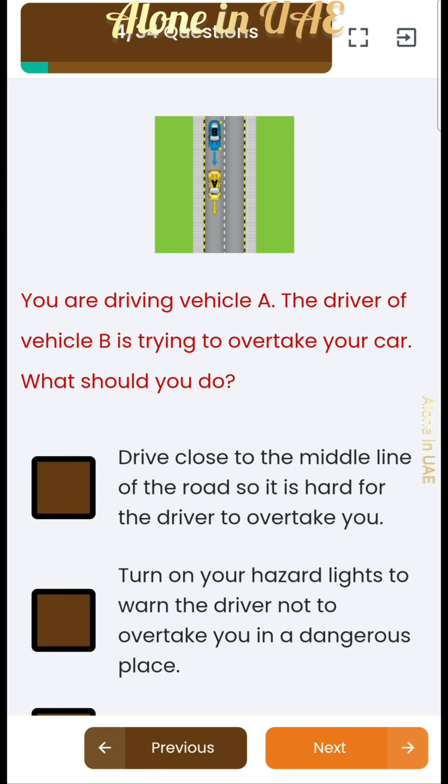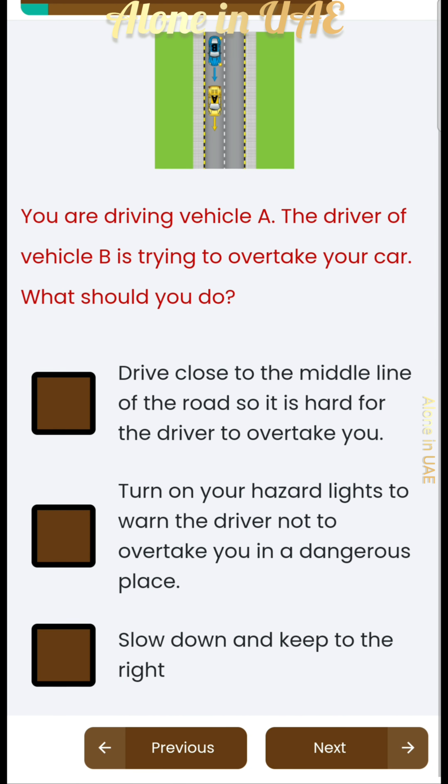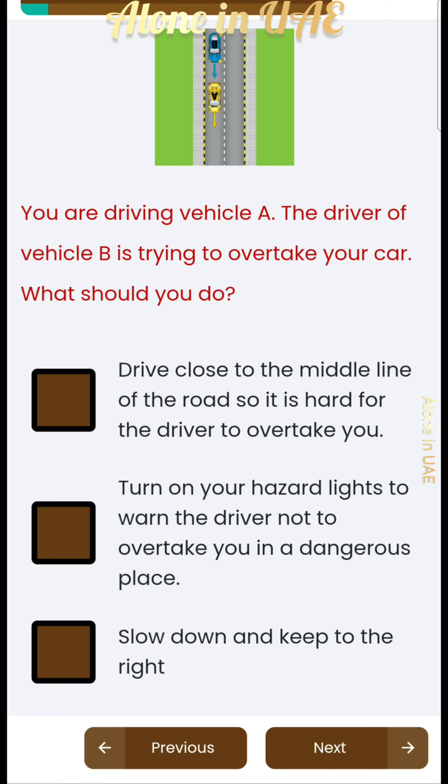You are driving vehicle A. The driver of vehicle B is trying to overtake your car. What should you do? Slow down and keep to the right.